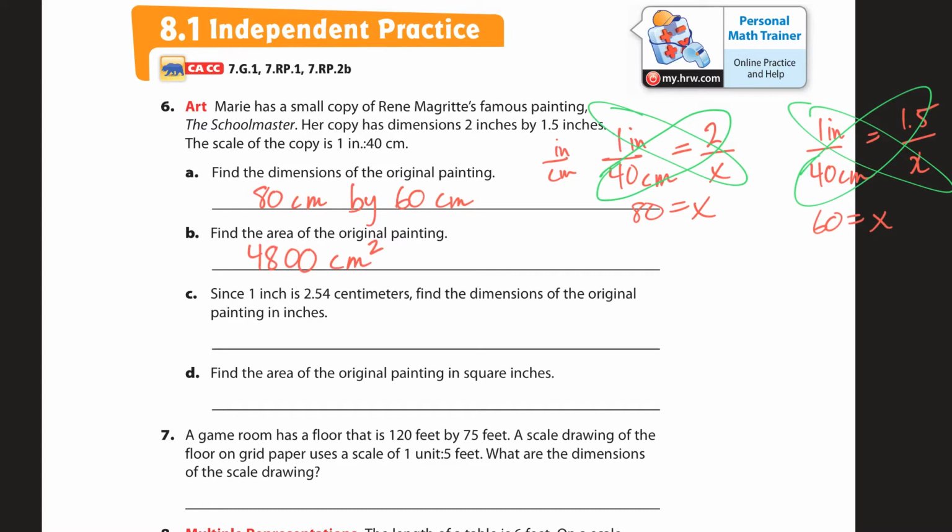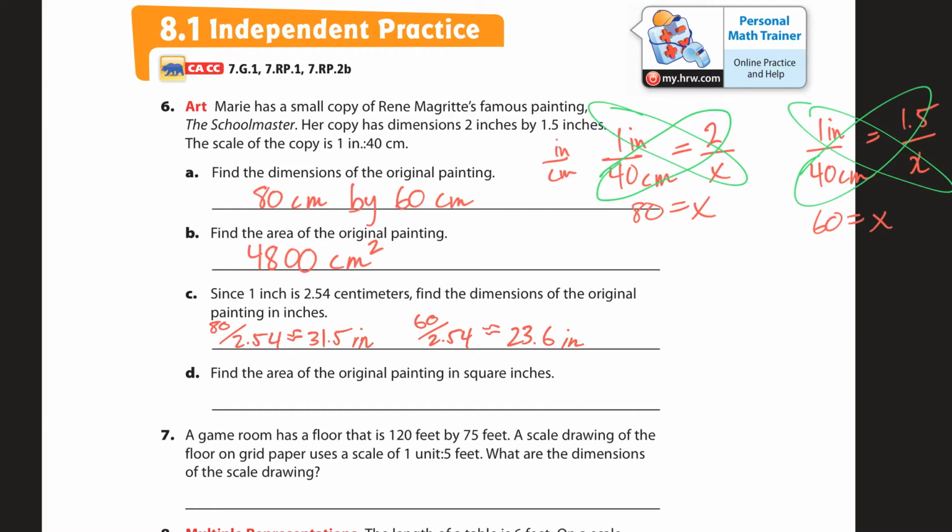Okay, since 1 inch is 2.54 centimeters, find the dimensions of the original painting in inches. What I would have to do is take 80 divided by 2.54, and I'd have to take 60 divided by 2.54, and that is about 31.5, and that would be inches, and this is about 23.6 inches.